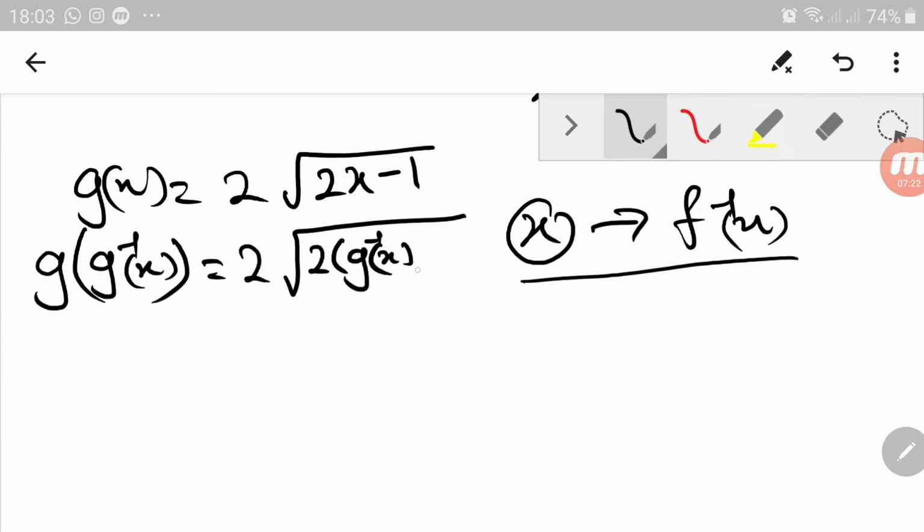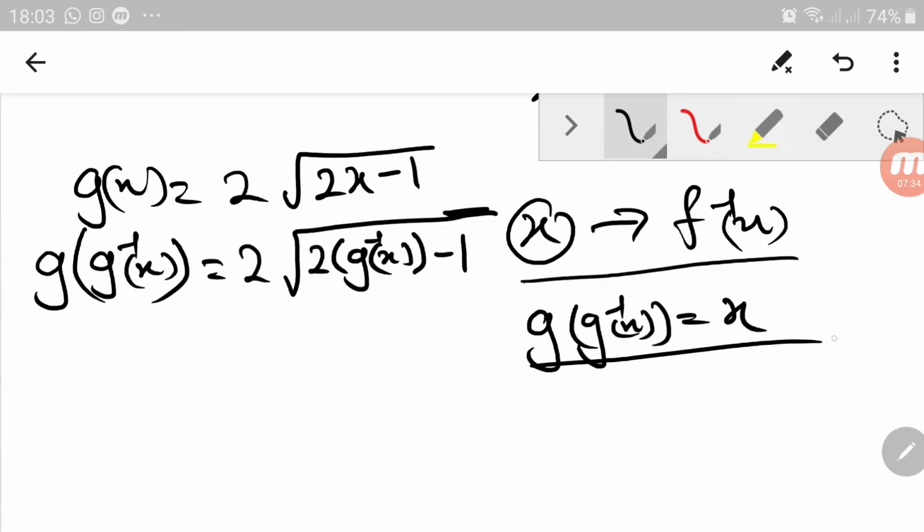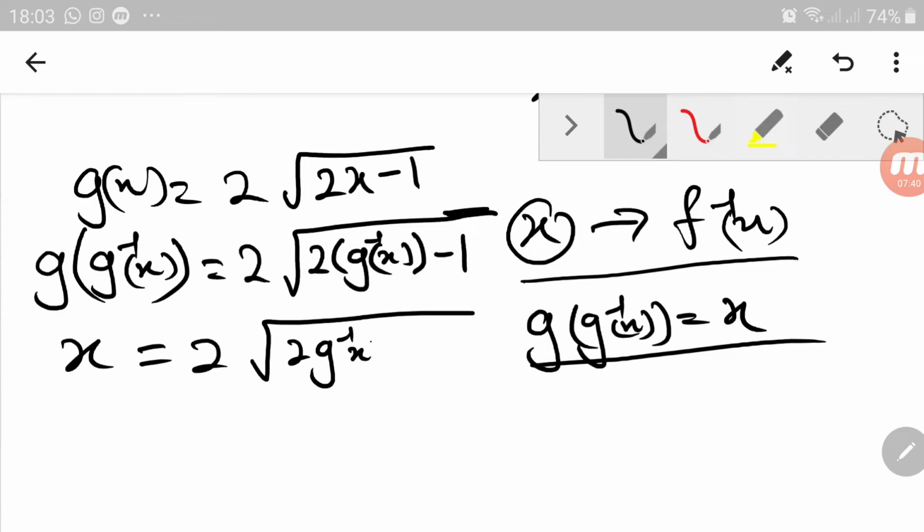2g inverse x, close one more. This one make it longer. Okay, now change g inverse x becomes x. So this whole lot becomes x. So 2 third to g inverse x minus 1, and then solve for x.